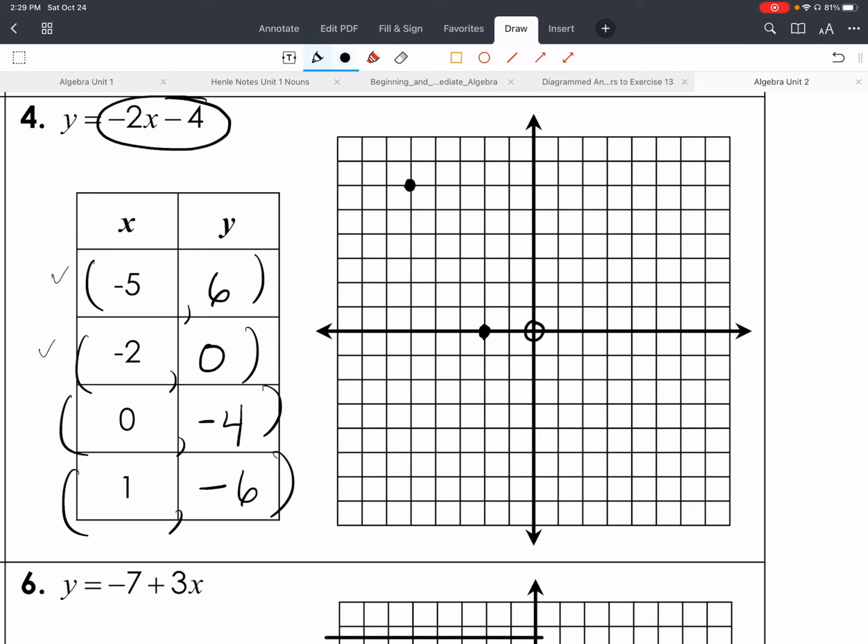Next one, 0 on the x number line, so that's just right at the origin. And then I'm supposed to have a -4 on the y number line. So starting at my 0, down 4, 1, 2, 3, 4. So that point will be right here. And then the last ordered pair is 1, -6. So 1 on my x number line is here. And -6 is down below 0 on the y number line. Remember x, y, I don't always label them. 1, 2, 3, 4, 5, 6, right here.